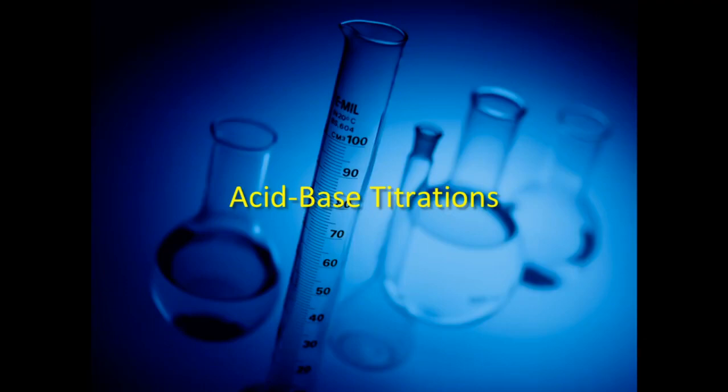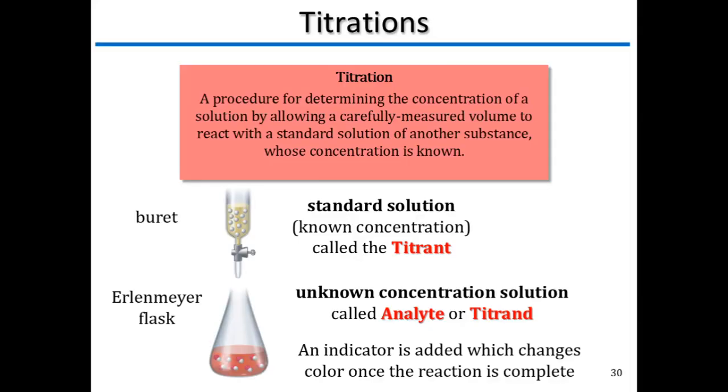This next section, we're going to talk about acid-base titrations. If we were still holding normal lab, we would learn a lot about these. We would actually do 2 or 3 of them. But for now, we're just going to talk about it. So what is a titration? A titration is a procedure for determining the concentration of a solution by allowing a carefully measured volume to react with a standard solution of another substance whose concentration is already known.